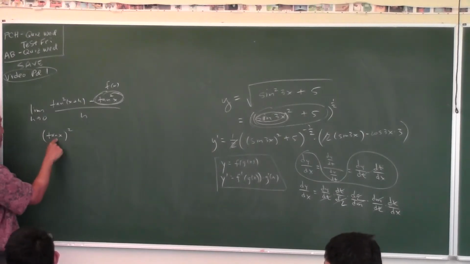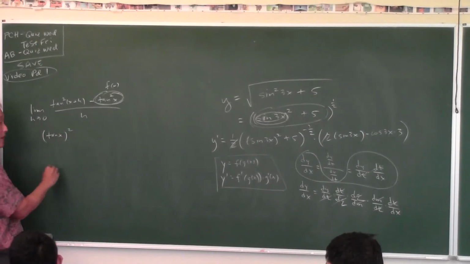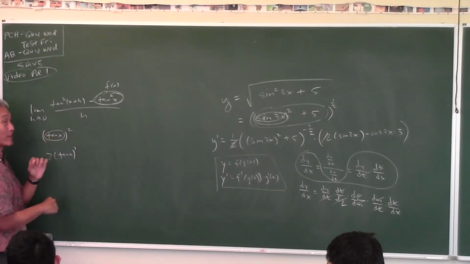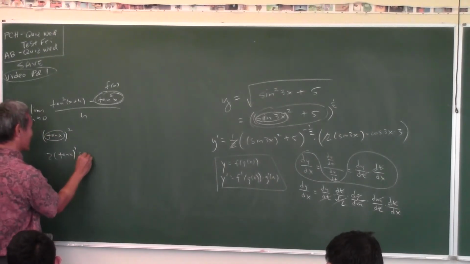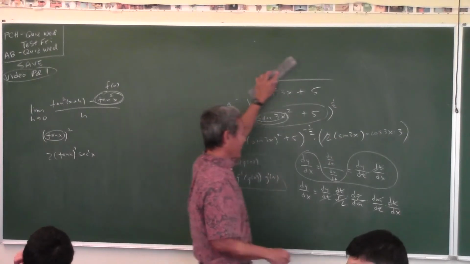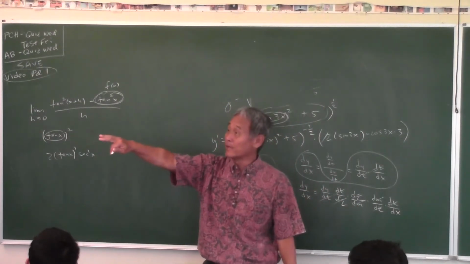So what do I see? I see box squared. What's the derivative of box squared? 2 times the box to the first, times the derivative of the box, which is secant squared x. There you go. Okay, that's correct.